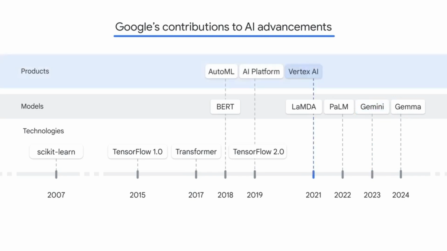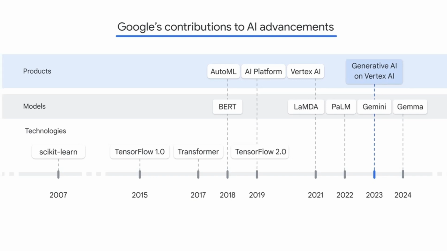In terms of AI products, Google built an end-to-end AI development platform that evolves from AutoML in 2018 to AI Platform in 2019 and Vertex AI in 2021. In 2023, Google also announced a series of generative AI products on Vertex AI, such as Vertex AI Studio, Model Garden, and Search and Conversation. You'll explore all these AI technologies and products in depth later in this course.